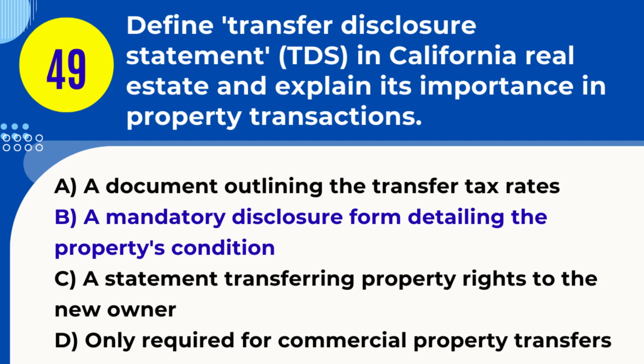Answer: B. A mandatory disclosure form detailing the property's condition. Explanation. In California, a transfer disclosure statement, TDS, is a legally required document in property transactions where the seller must disclose the property's condition, including any known defects. It is crucial for informing the buyer about the state of the property.